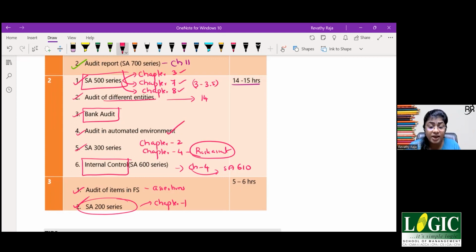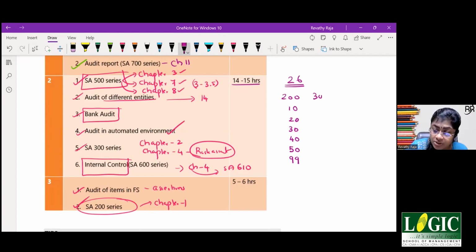So ensure that you have covered all the 26 standards. At least you have gone through the 26 standards, which are SA 200, 210, 220, 230, 240, 250, 299. 300 series: 300, 315, 320. 400 series we don't have in detail.